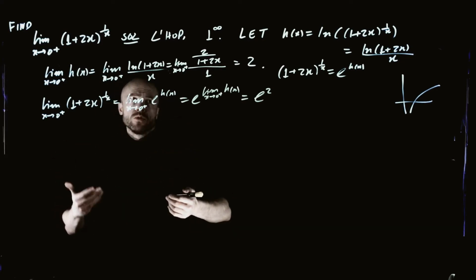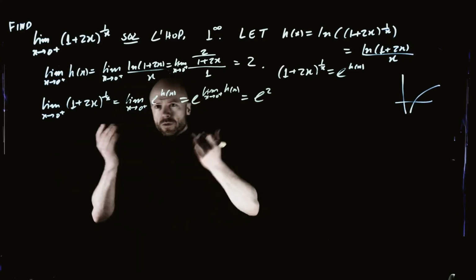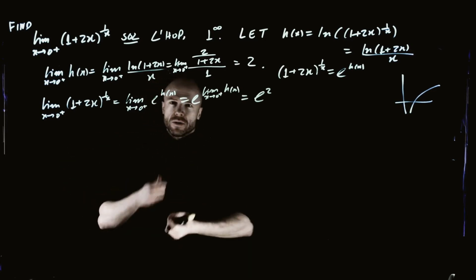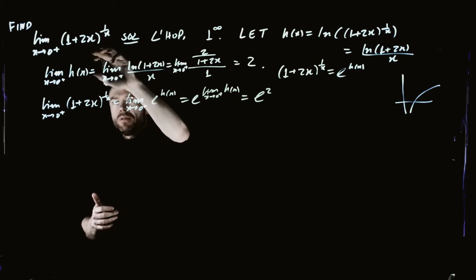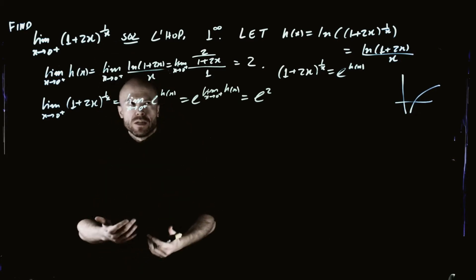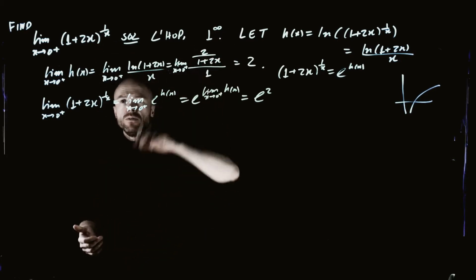It's L'Hopital's rule. Whenever we see something which is unclear as a limit because of some kind of competition between various factors, then it's L'Hopital's rule. This is the form 1 to infinity.